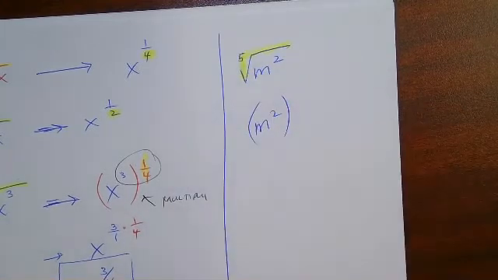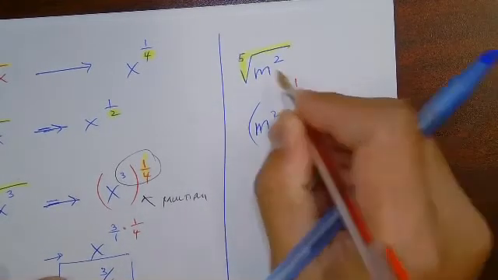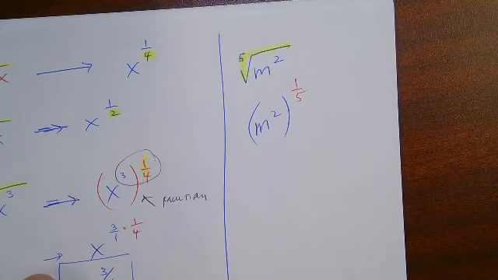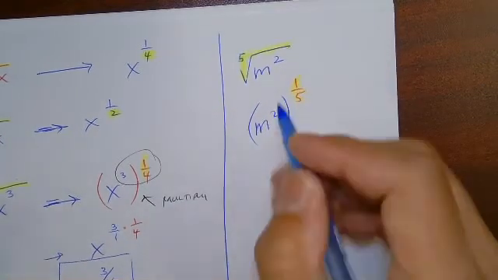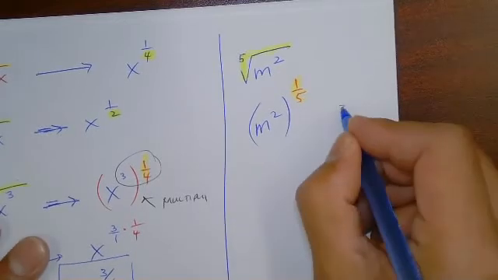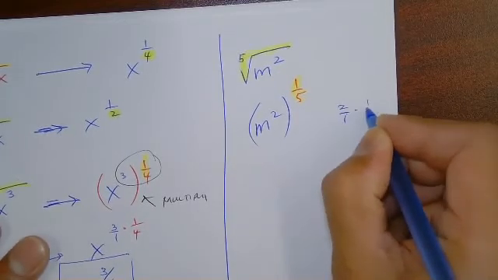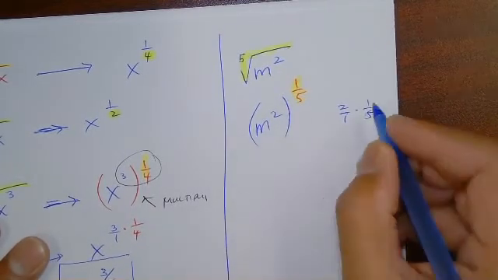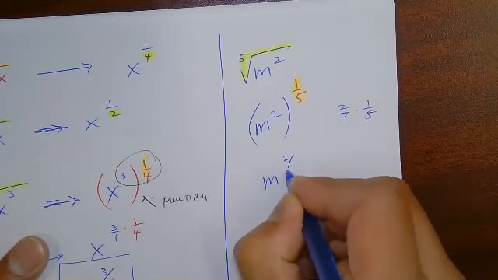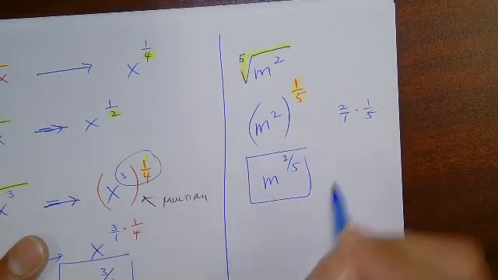So that 5 is really going to be 1/5. See that part? Don't put a whole number 5. That fifth root is 1 over 5. But then you have that 2. And remember, when you multiply, 2 over 1 times 1 over 5, that 2 will be on the top and the 5 is in the bottom. So that'll be 2 over 5, like that.